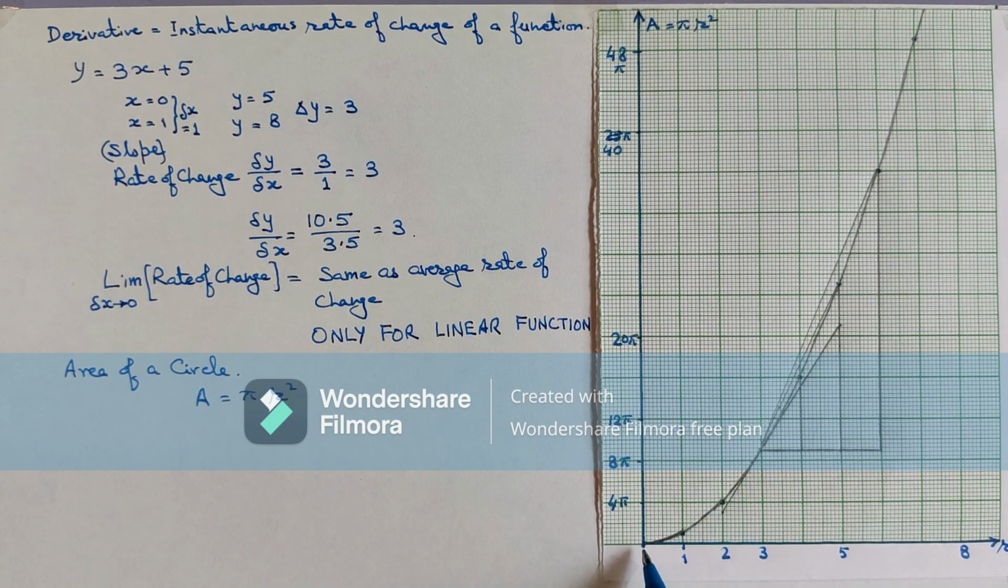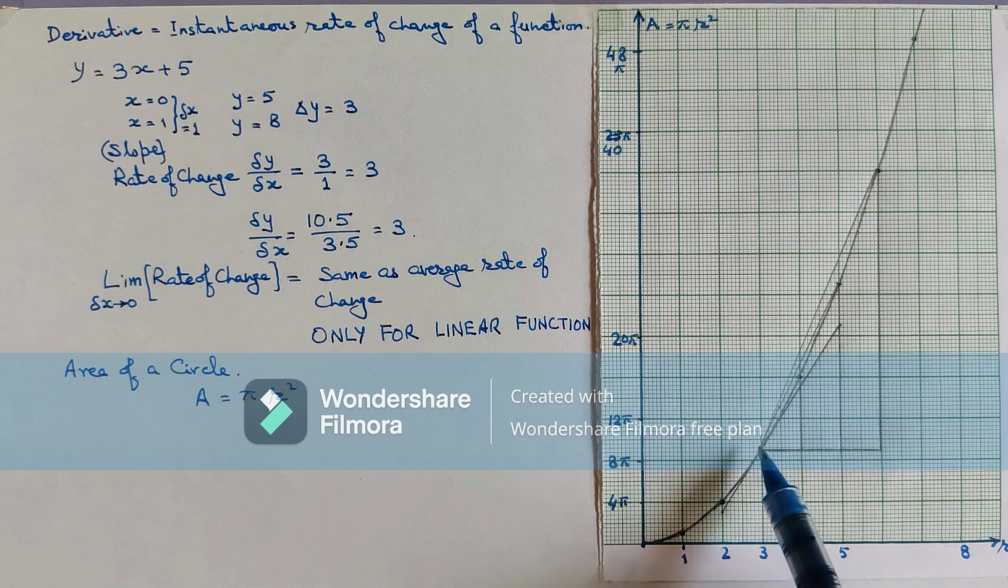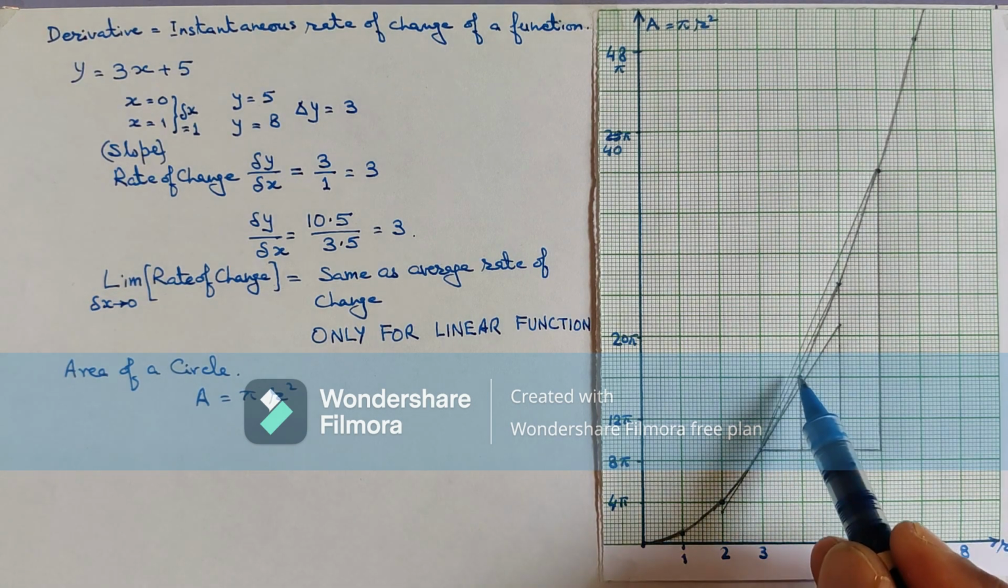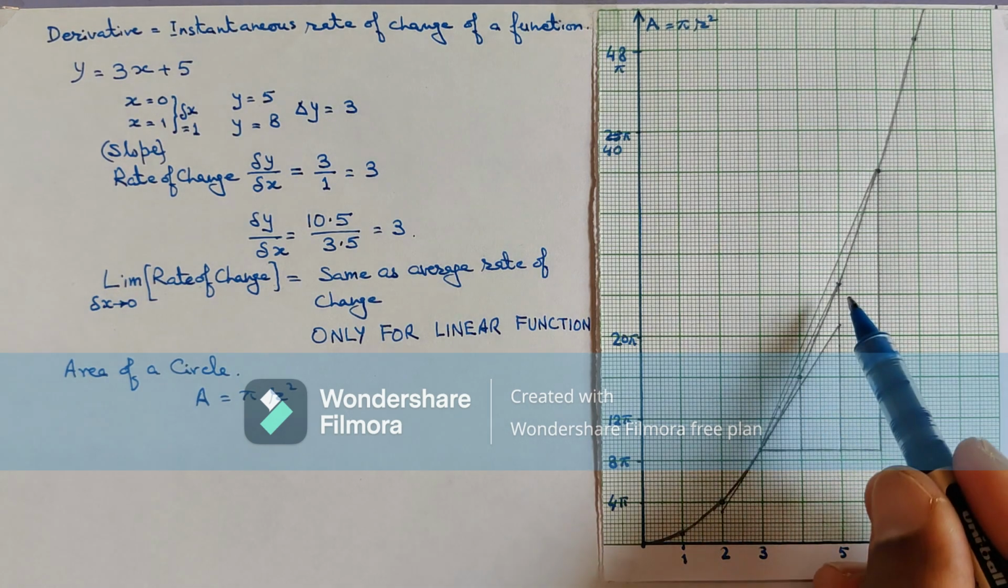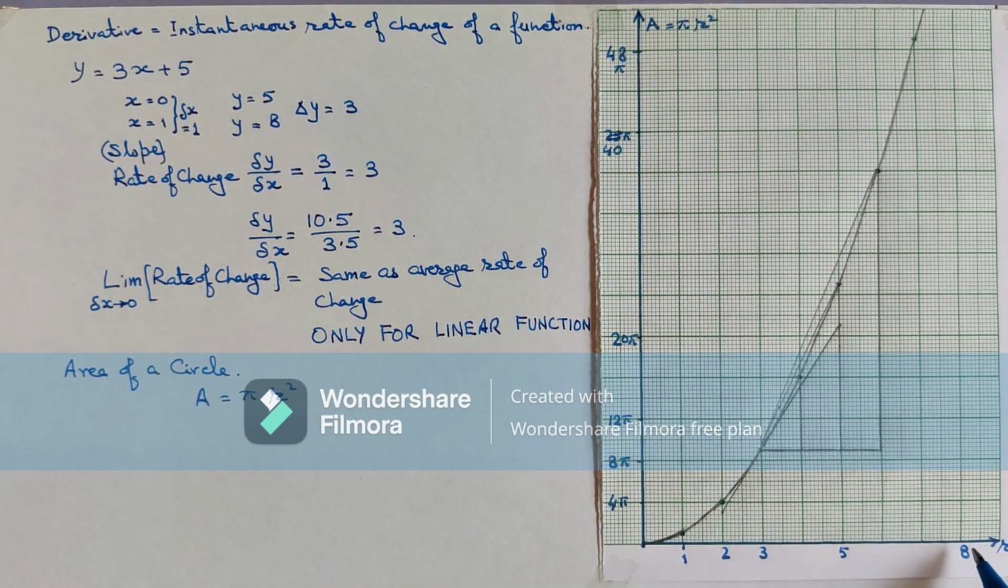For r is equal to 0, area is of course 0. For r is equal to 1, I have taken the scale as 1 centimeter is equal to 4 pi. For radius is equal to 1, area is pi. For radius is equal to 2, area becomes 4 pi. 3, area becomes 9 pi. 4, 16 pi. 5, 25 pi, and so on up till I have taken 7. So that works out to 49 pi.